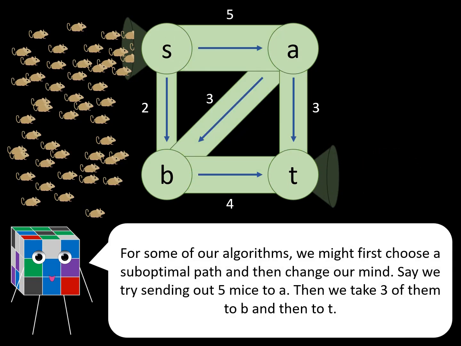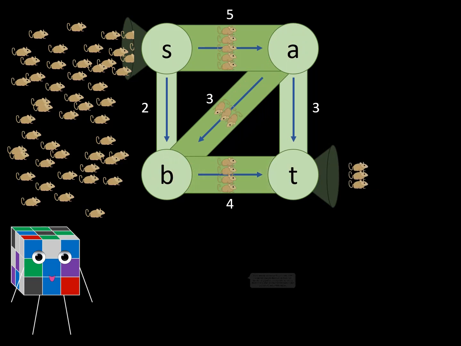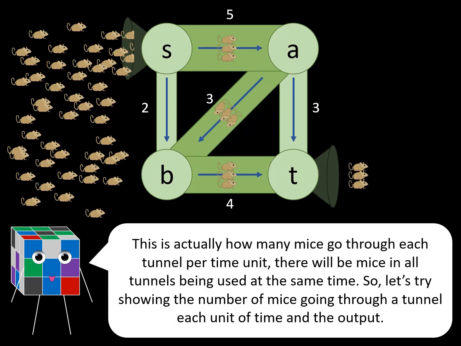For some of our algorithms, we might first choose a suboptimal path and then change our mind. Say we try sending out 5 mice to A, then we take 3 of them to B and then to T. This is actually how many mice go through each tunnel per time unit. There will be mice in all tunnels being used at the same time. So, let's try showing the number of mice going through the tunnel each unit of time and the output.